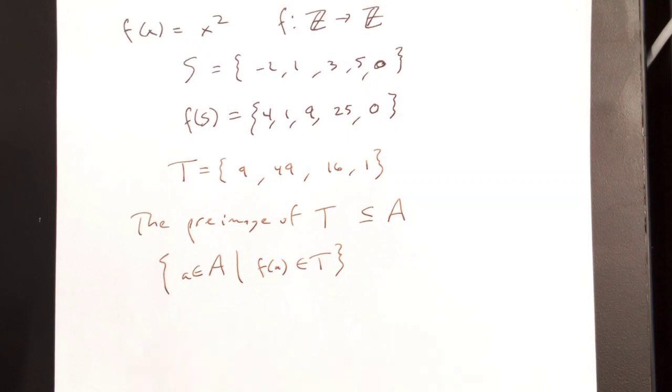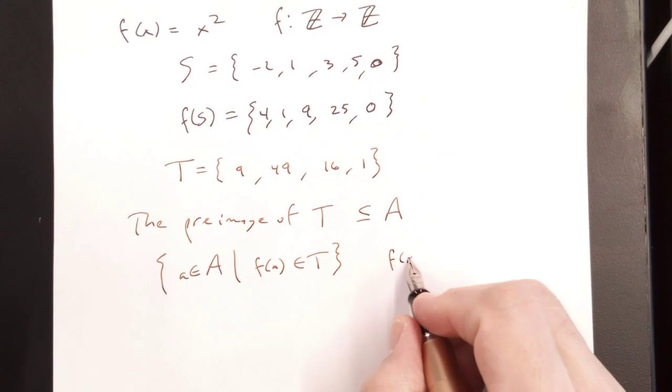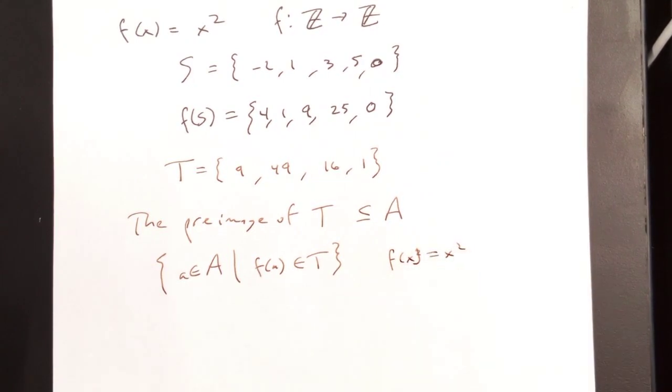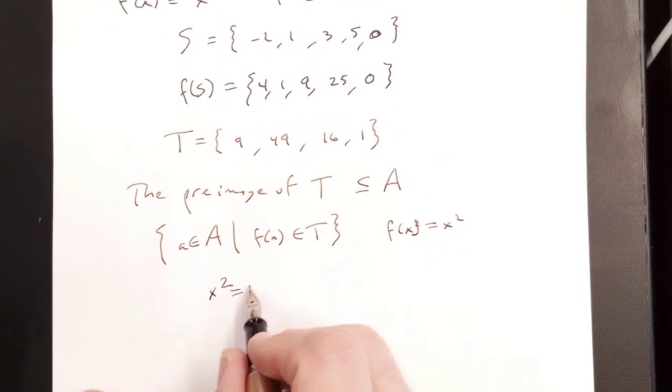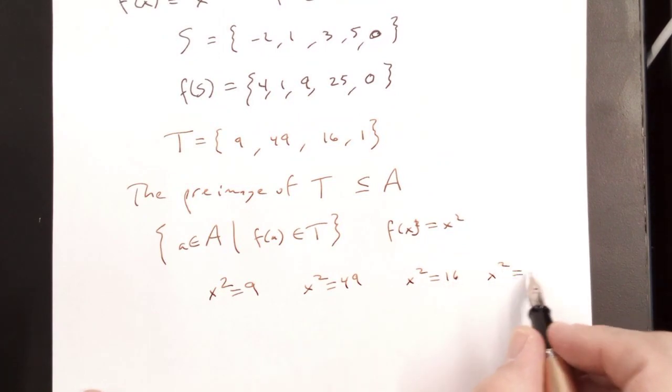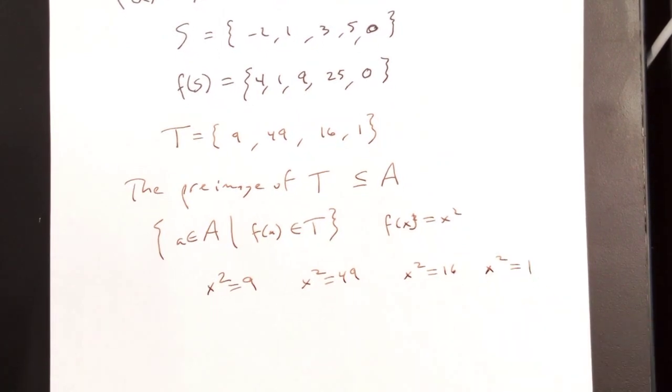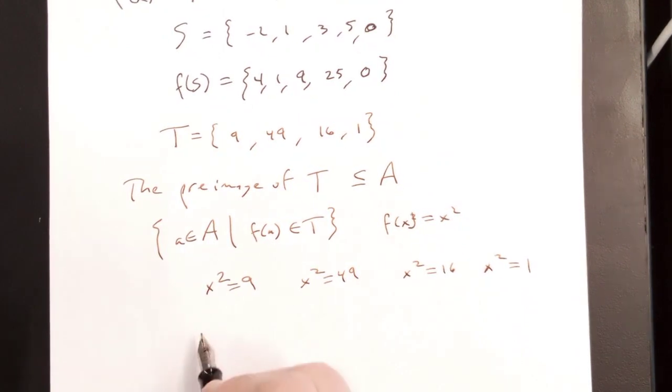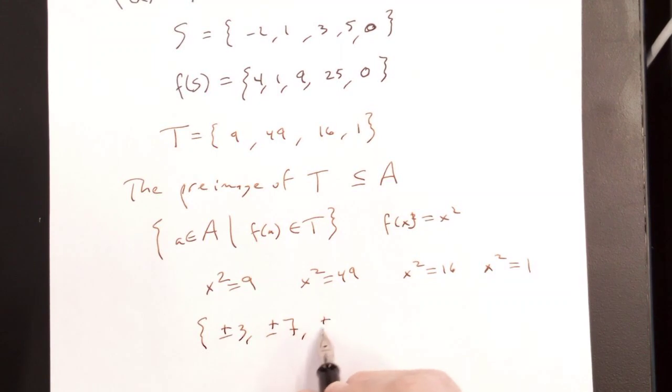But now I just need to know, hey, my function is f of x equals x squared. So really what I need to do is solve these equations, and write down all the things that are solutions here. Which in this case gives me more items. That's okay.